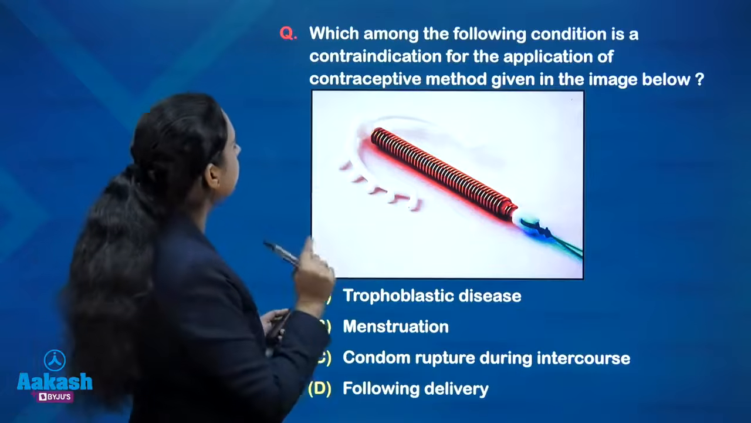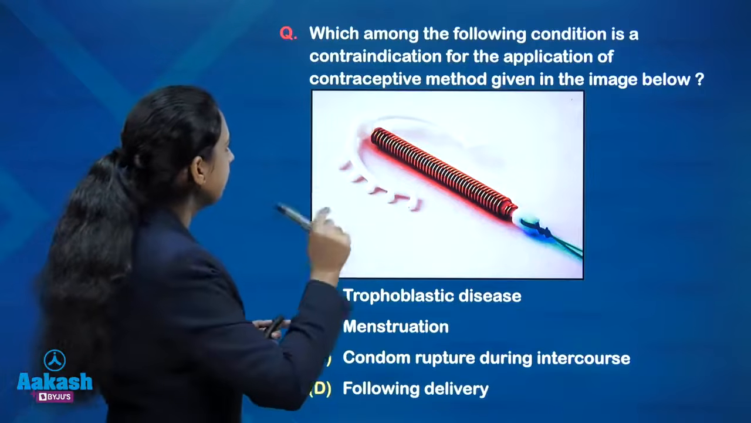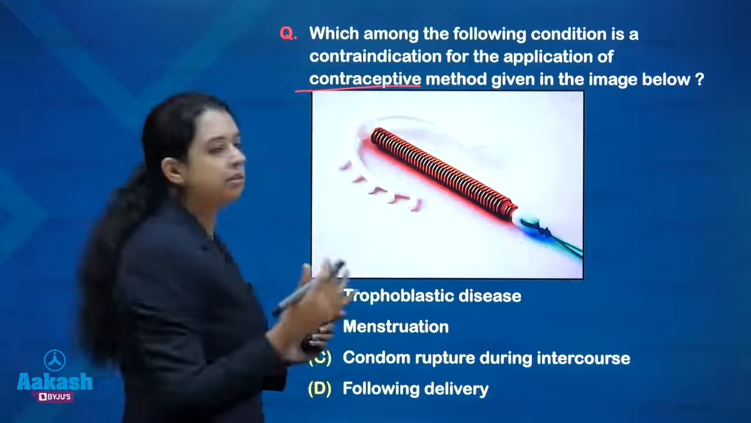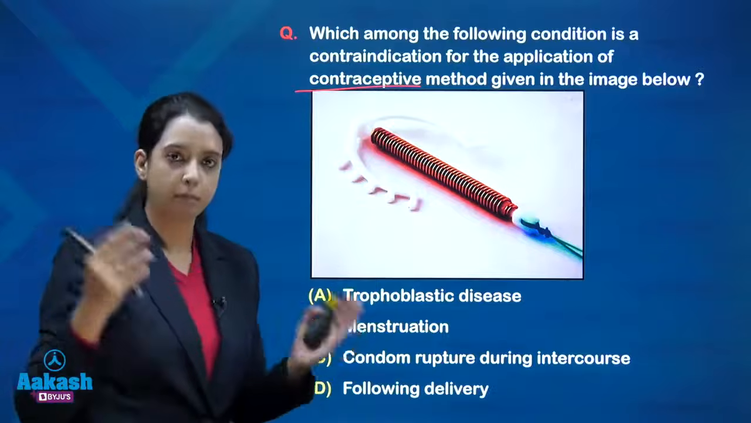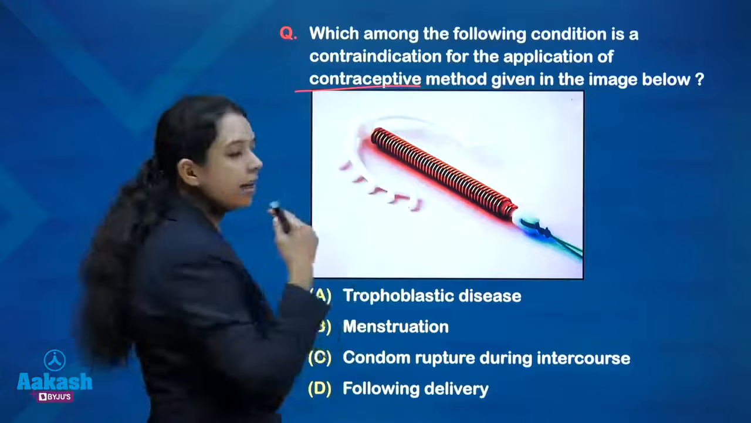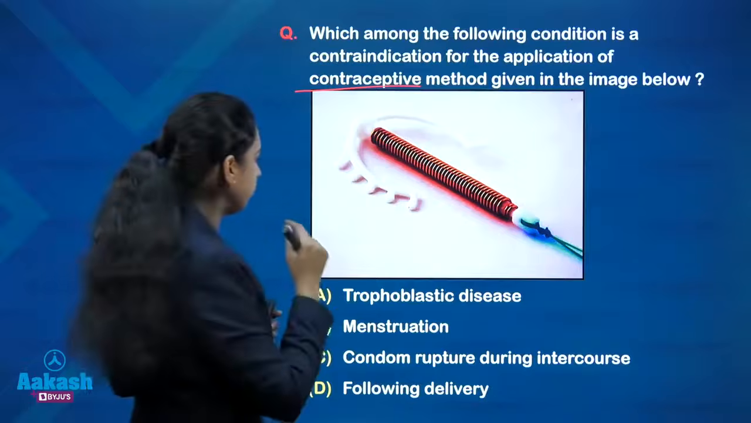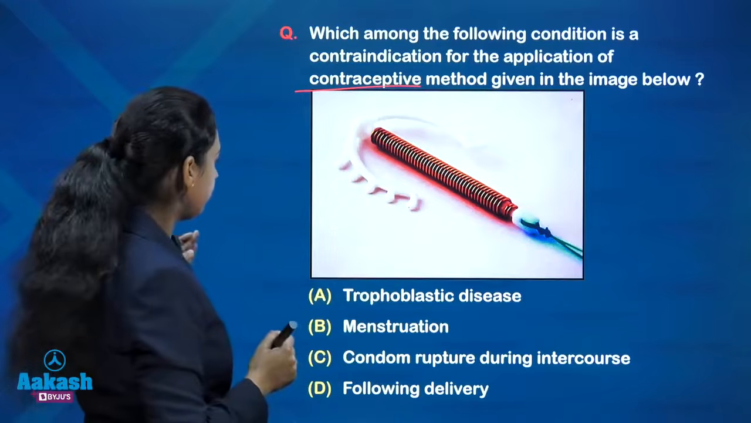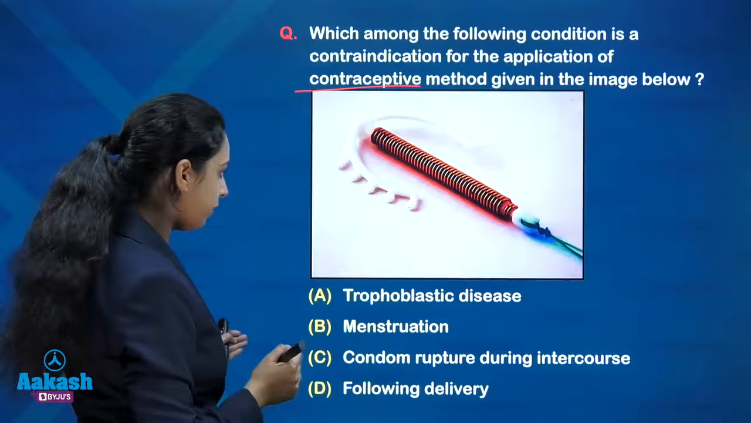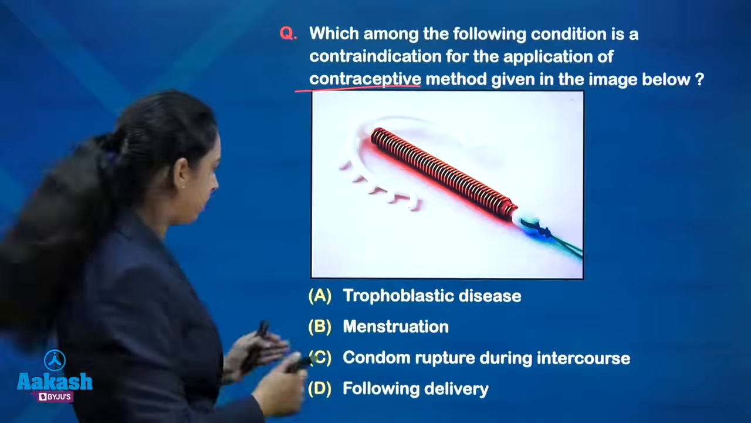Which among the following conditions is a contraindication for application of this contraceptive? Okay, so it's a simple question on contraindication of a copper IUCD. What is this IUCD? It's multi-load, right? Now let's see the options: trophoblastic disease, menstruation, condom rupture, following delivery. Let's see one by one.